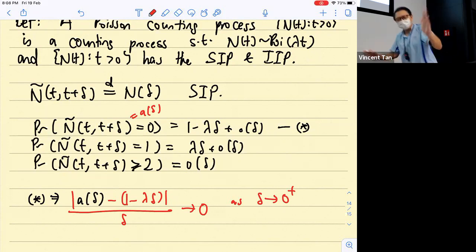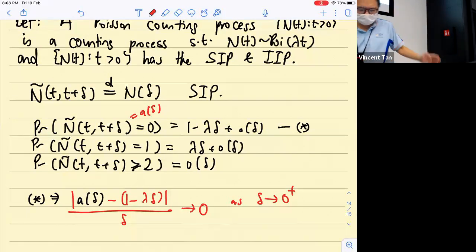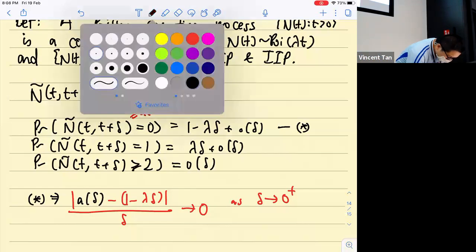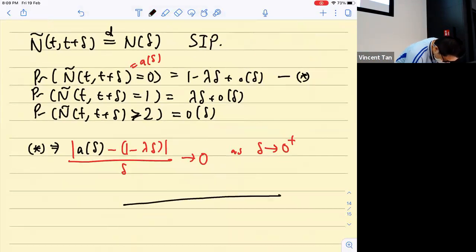Intuitively, what it means is that if I have a super small interval, the chance that there is no arrival is 1 minus lambda delta. The chance that we have one arrival is lambda delta. The chance that we have 2 or more arrivals is super small, and you don't worry about it. Okay? So you have this picture here.